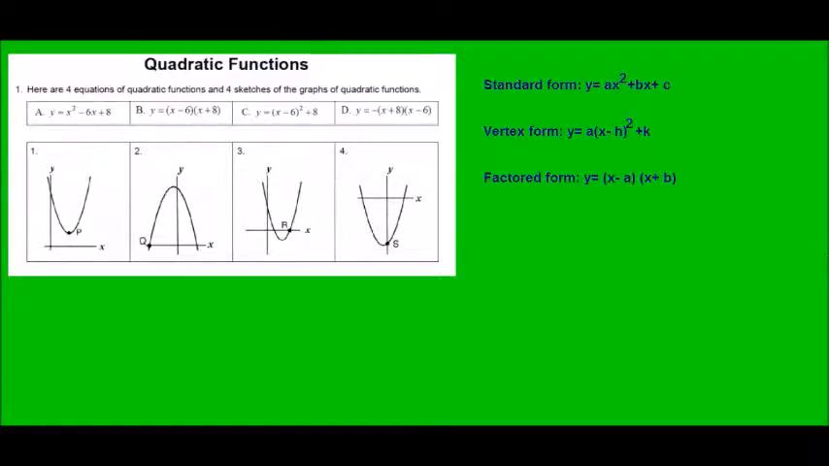Some things you learned, you know, in standard form, you got A, B, and C. A is going to control your flip, and C is going to control your y-intercept. Positive A, happy face. Negative A, sad face. And C is going to be your y-intercept.